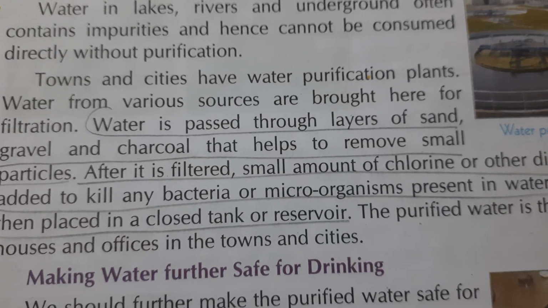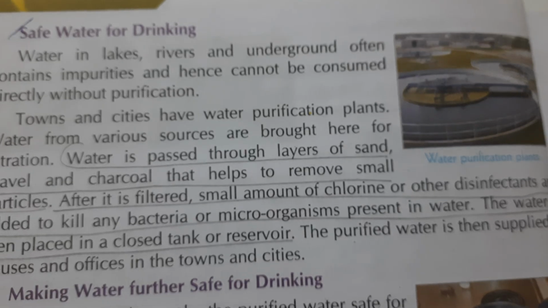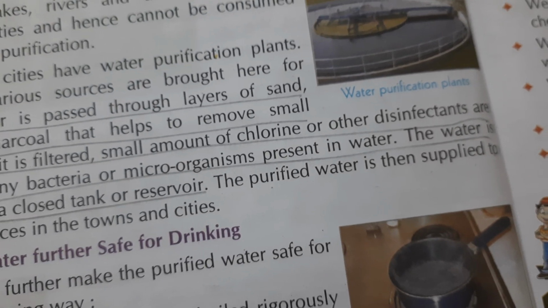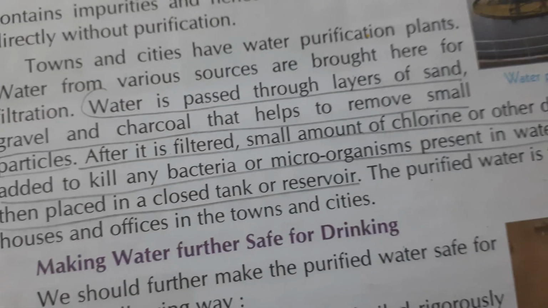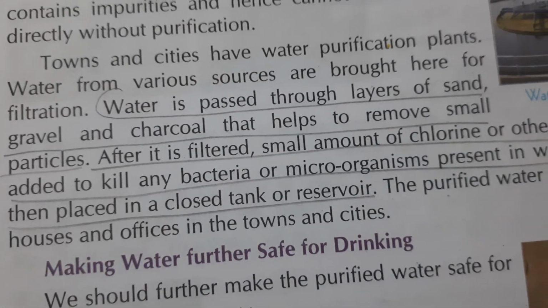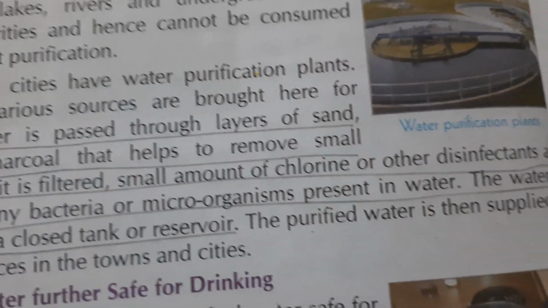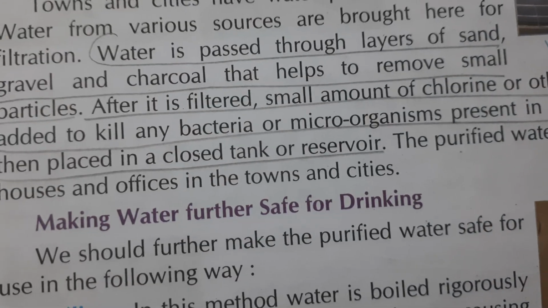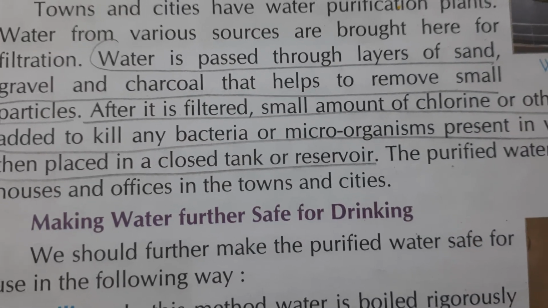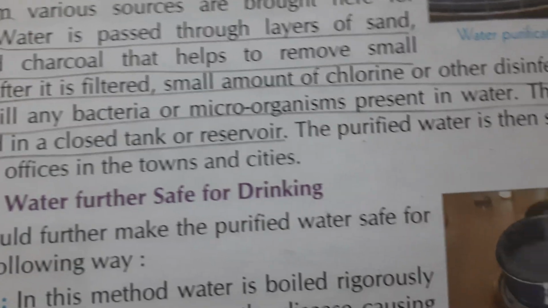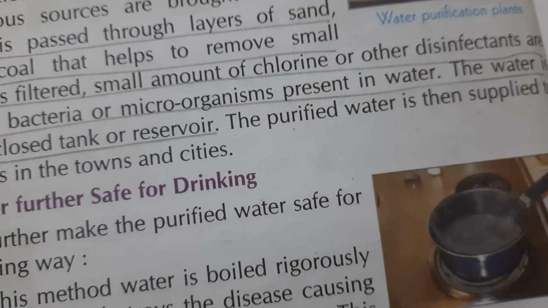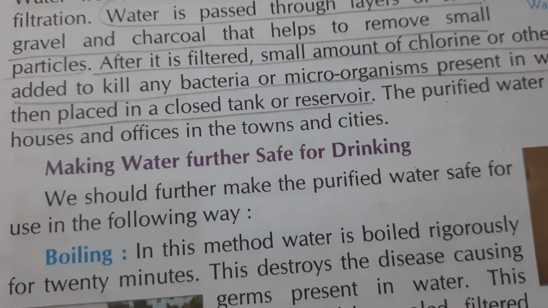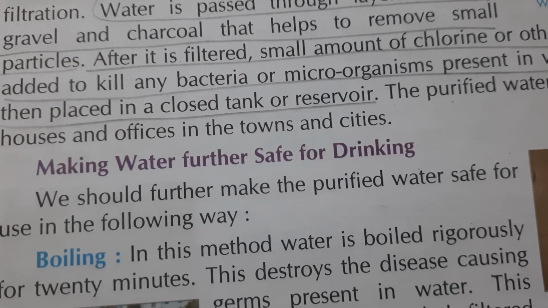After it is filtered, a small amount of chlorine or other disinfectants are added to kill any bacteria or microorganisms present in water. The water is then placed in a closed tank or reservoir. The purified water is then supplied to houses and offices in the towns and cities.